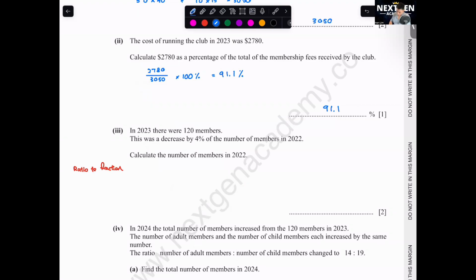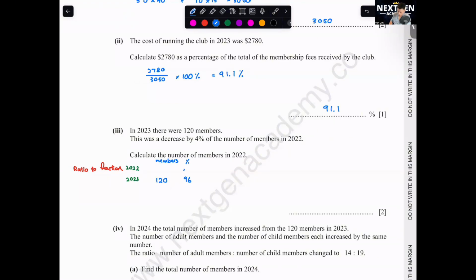You look here, they say 120 members. This was a decrease of 4% already. That means this represents how many percent? In terms of percentage, this is 96%. So you write it like that first. 120 is to 96%. Then you want to calculate the number of members in 2022. Remember that the original year will always be 100%. Original means the previous year. The earlier year will always be the original one.